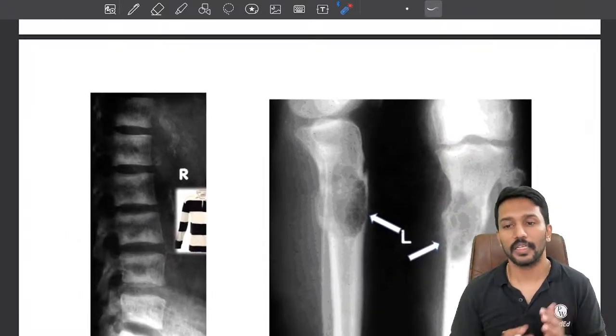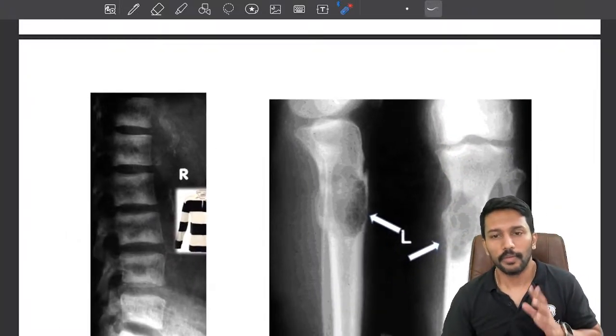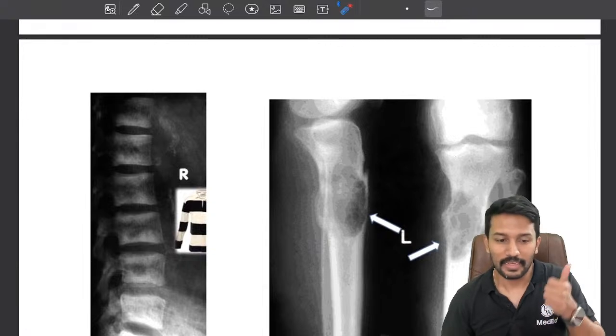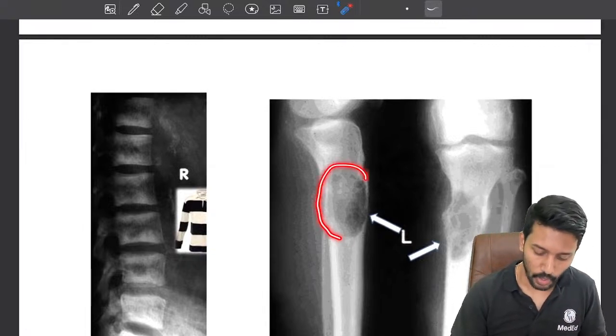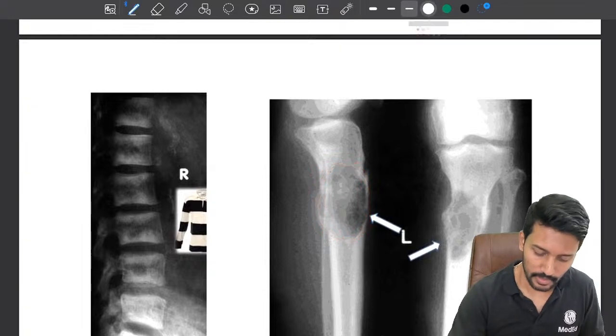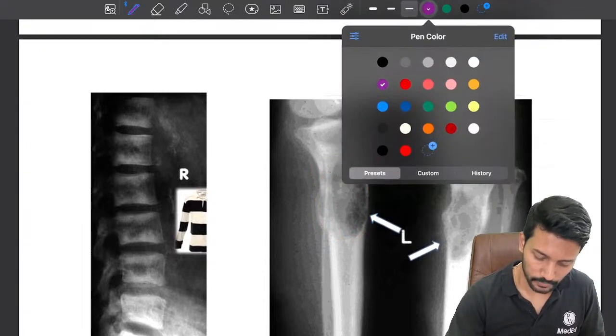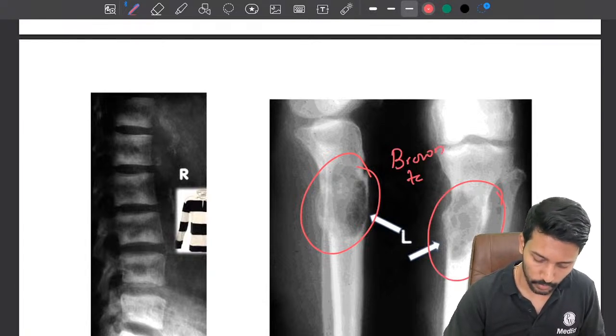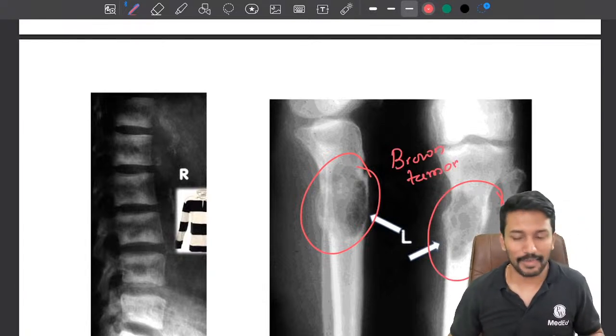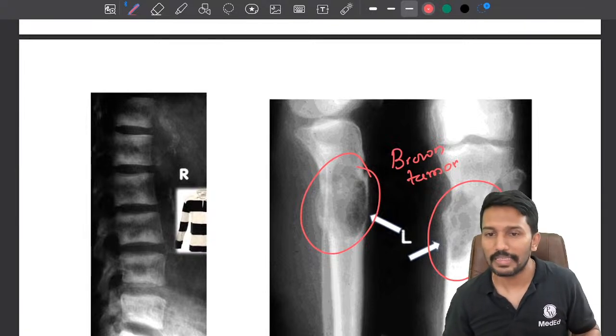Then how will it come to light? It will mainly come to light either because of increased fractures, or second, there is development of what you call brown tumors. Osteolysis leading to brown tumors. Like the loss of calcium here, you can see that is what we call brown tumors. So brown tumor formation can be one of the complications of CKD.